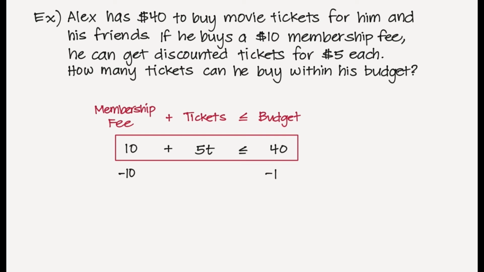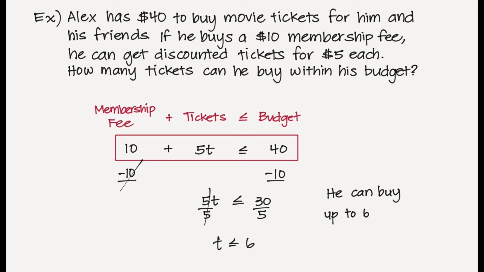And now I'm going to subtract 10 from both sides, and then I'm left with 5t is less than or equal to 30. And when I divide both sides by 5, I find that t needs to be less than or equal to 6. And this tells me that he can buy up to 6 tickets for him and his friends. And that's it. So I hope that this lesson made sense.